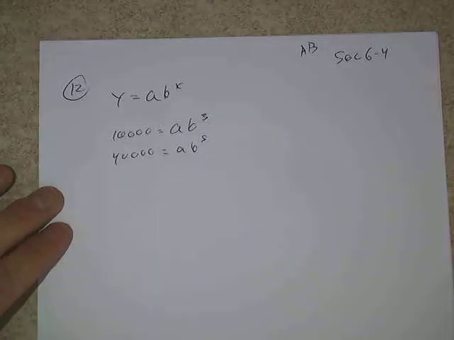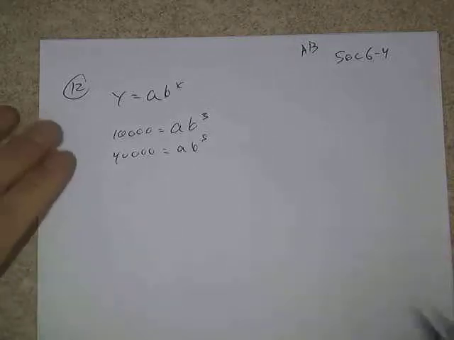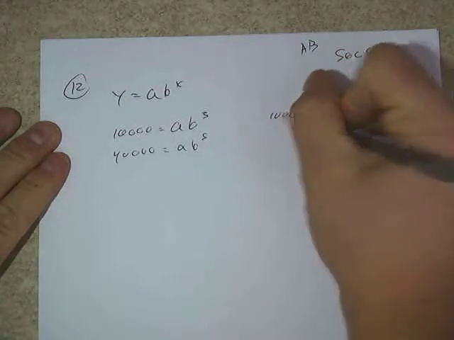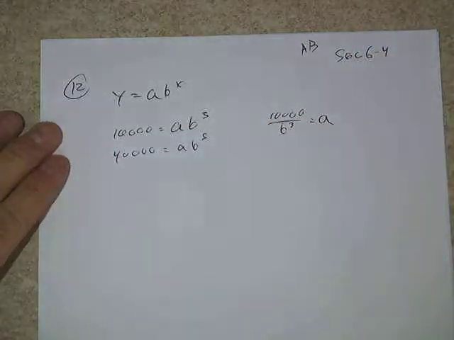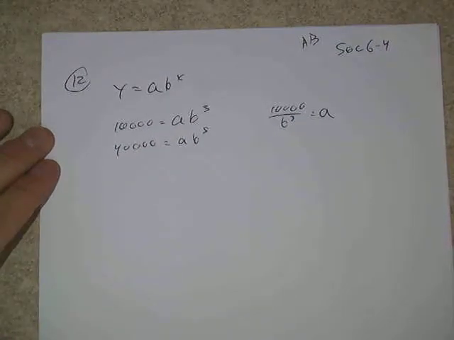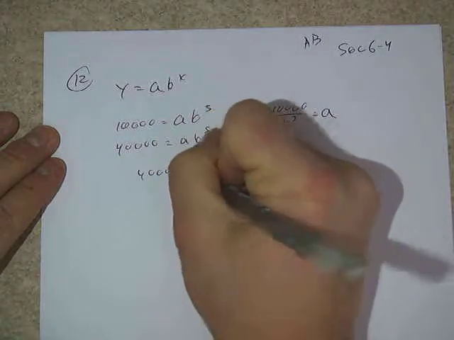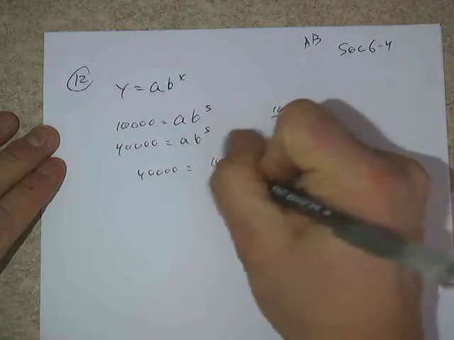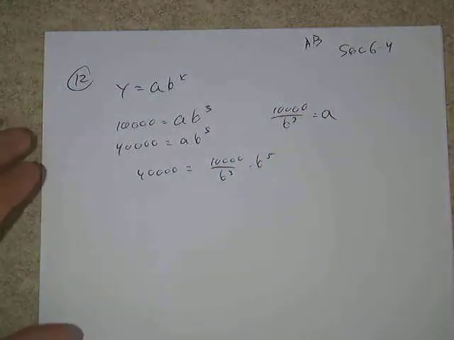And so the question is, since we have 2 equations that have 2 variables, shouldn't we be able to use substitution and solve this, or elimination? One of the 2. So let's just say, for argument's sake, that I solved the first one for a. And if I do that, I could plug that into my other equation, and I'd have 40,000 equals 10,000 over b cubed times b to the 5th.